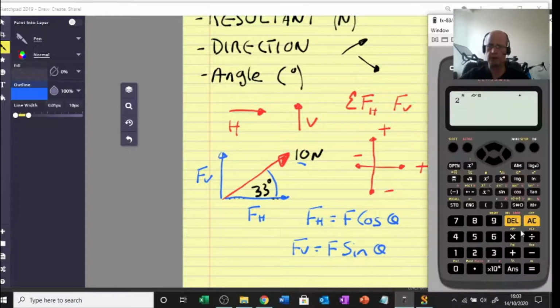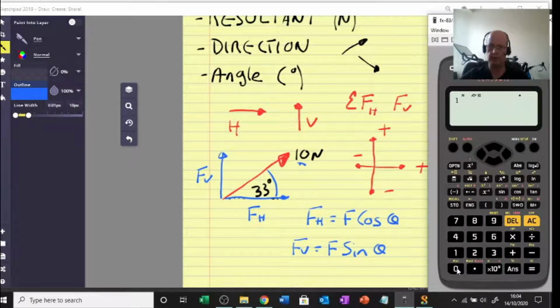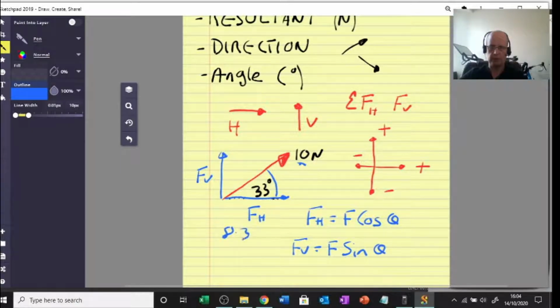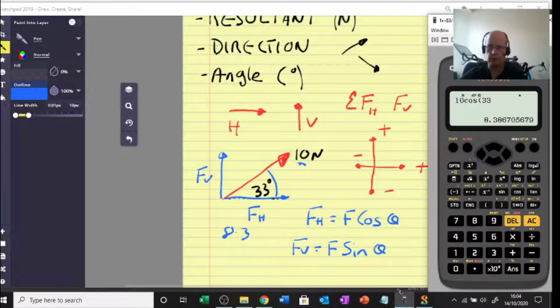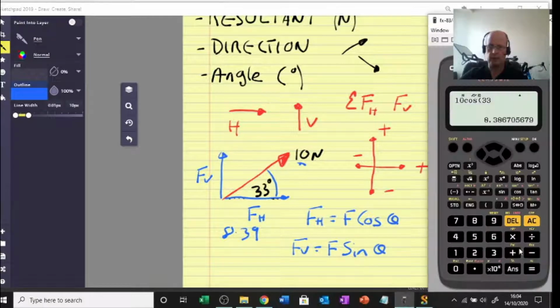So it looks something like this on the calculator. F cos theta, obviously in this example, F is 10. So we do 10 cos 33, which gives 8.36. All that means is that the horizontal component of that 10 is 8.39, say. That's all it means.